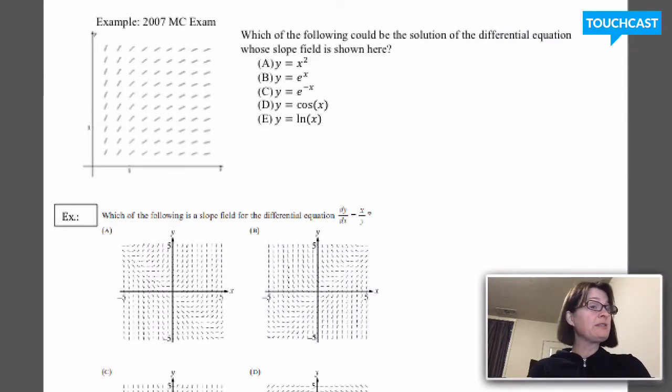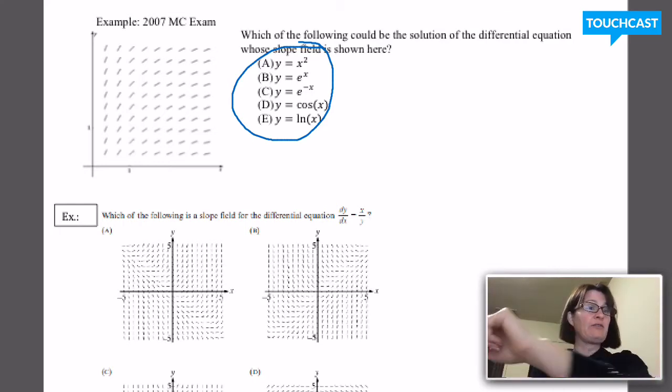All right, here they've asked a different question. They say, here's the slope field diagram. Here's a picture of the differential equation. What do you think is the solution function, the particular solution, or even the general solution? So your technique here is to either take every one of these solutions, find the derivative, and then make a slope field diagram for that derivative and see which one matches this.